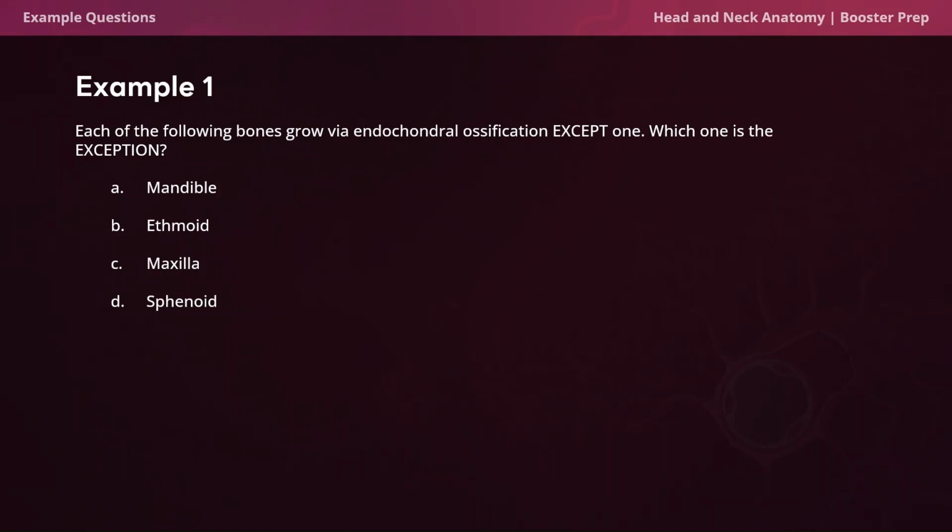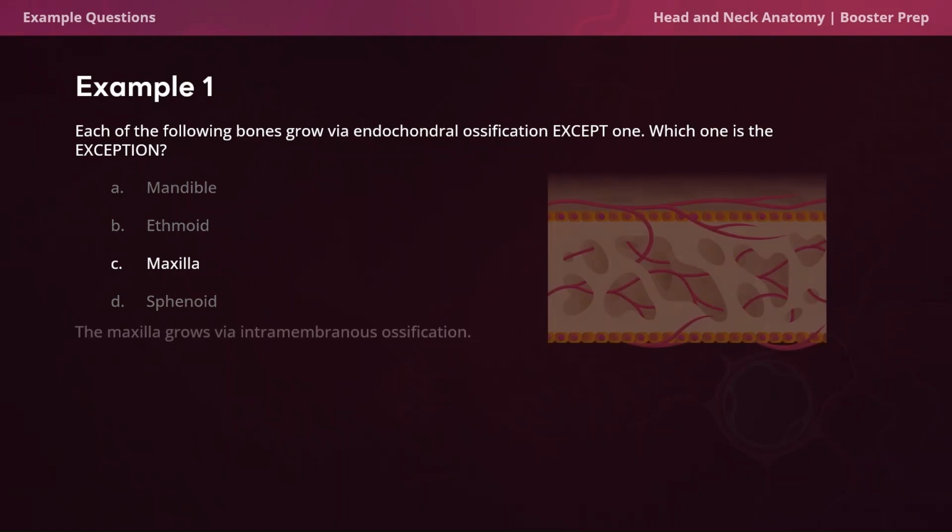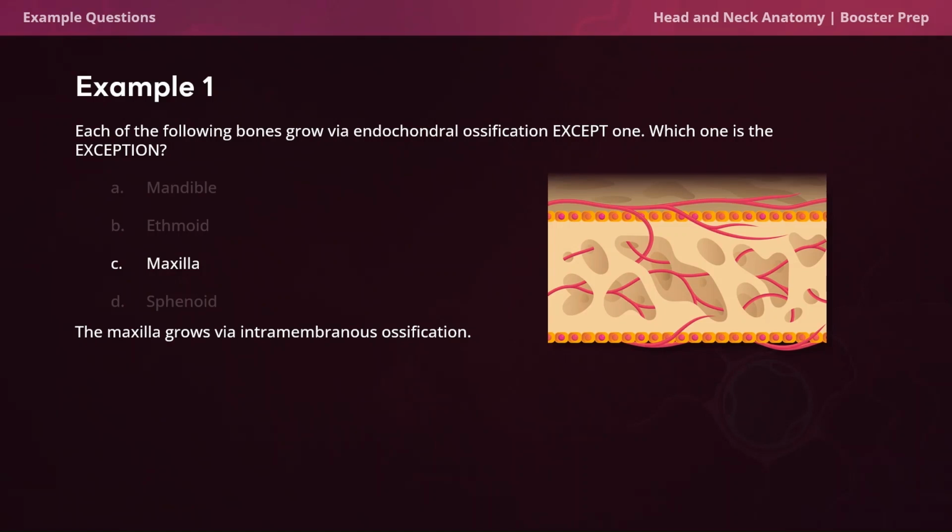So the ethmoid and the sphenoid bone grow via endochondrial ossification, and the mandible, that's the special one, grows via both intramembranous ossification and endochondrial ossification, so therefore the answer is the maxilla, which grows via intramembranous ossification.